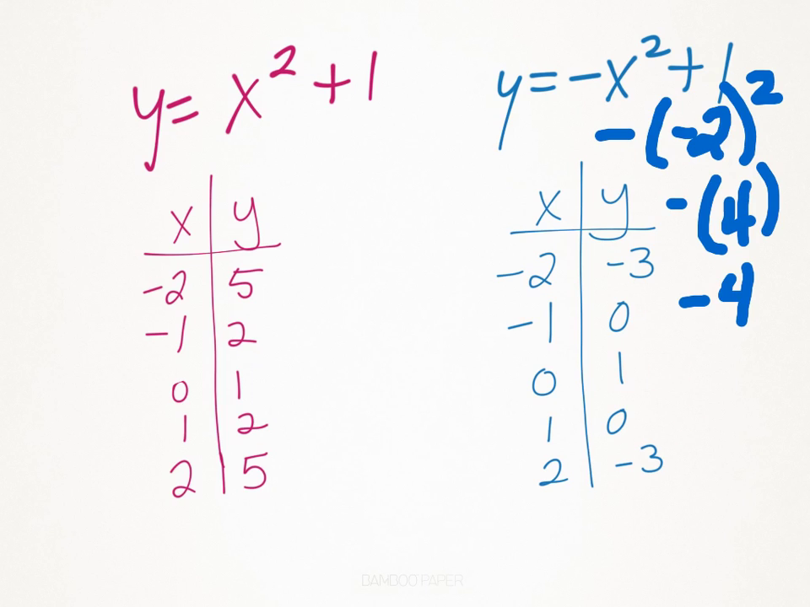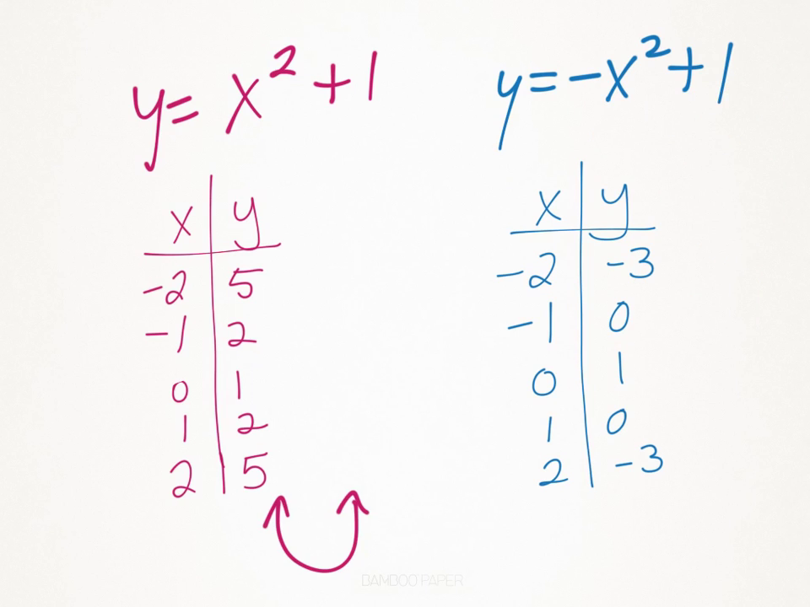For quadratic functions that do not have a negative sign, you're going to end up with a parabola that's facing up. And those that do have a negative sign over here, connected with the variable, will be facing down.